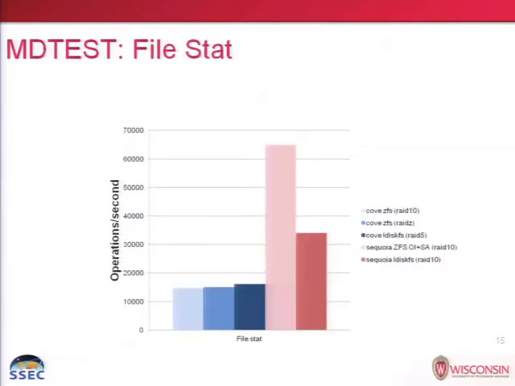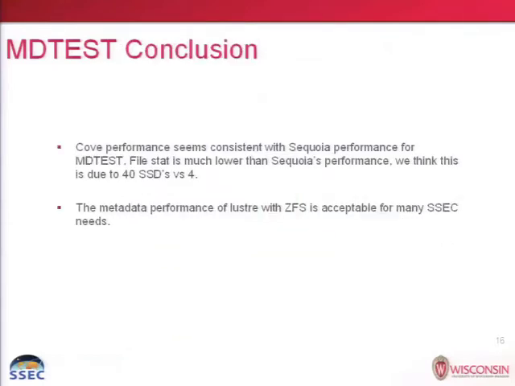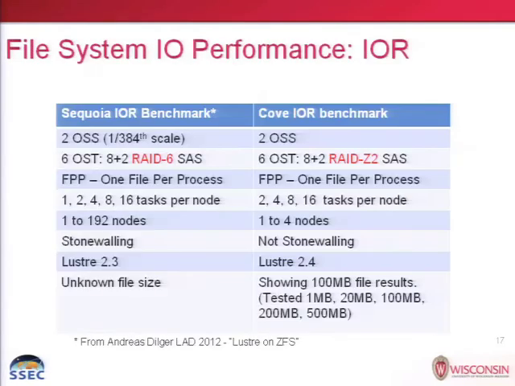Then on file stat here, I think you see where the 40 SSDs really are an advantage. Now with our 4 SSDs, we don't see a huge difference on file stat between LDiskFS and ZFS. I assume that's just because we are bound by something else, because we only have 4 disks. So in conclusion, the performance seemed consistent enough with Sequoia that I think our configuration is sane, and stats much lower. The metadata performance for us is acceptable, but this is something to consider if you're looking at ZFS as a backend for your metadata servers.